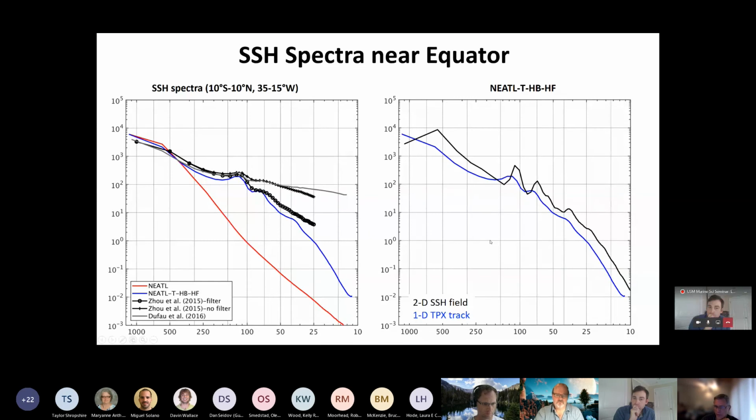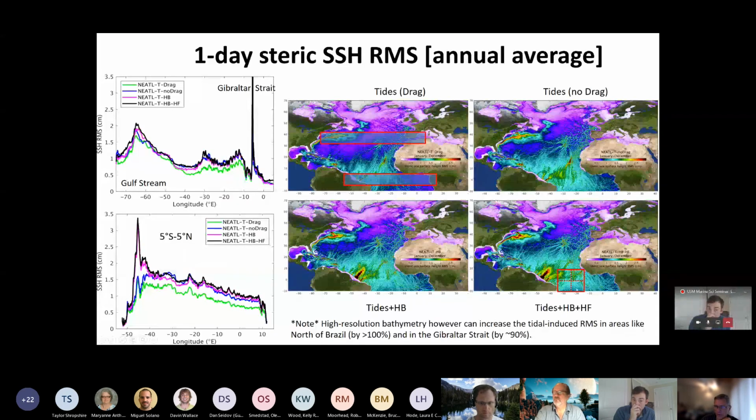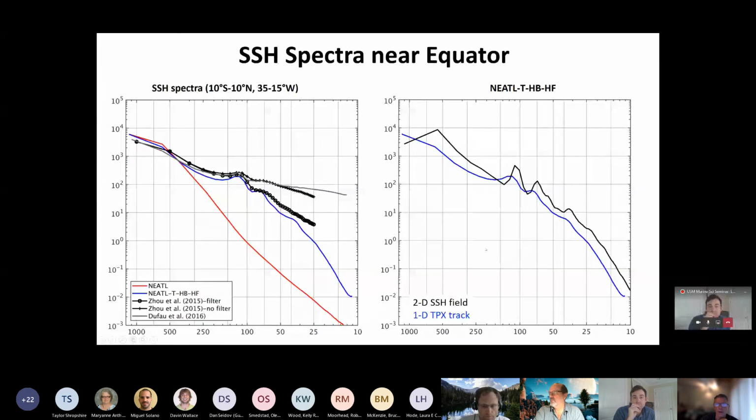So what we take is we do 4 10 by 10 degree boxes, like in the observation, and then average over these 20 by 20 box. So first, without tides, that's in red. You see the slope is steep, -4, 4.5. On the right is the spectra computed using the 2D fields. And what you see is that you have 2 peaks associated with a different tidal range.